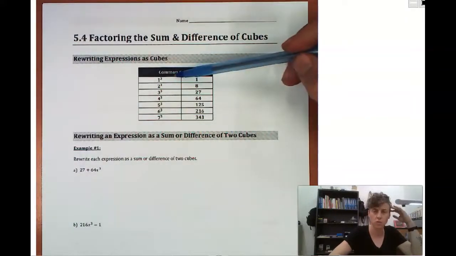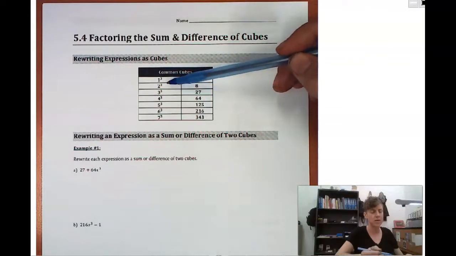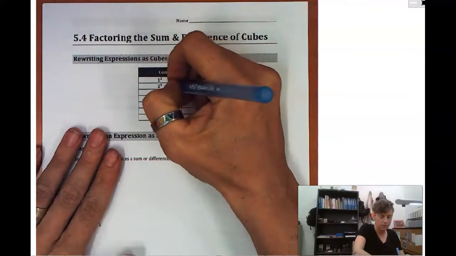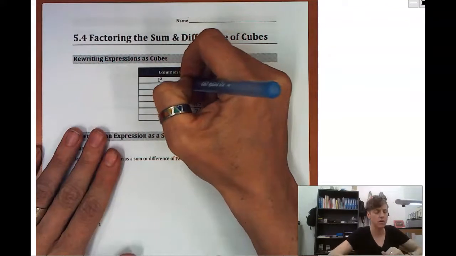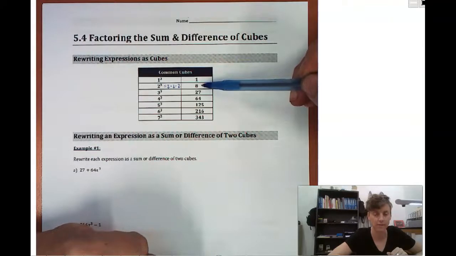Like 1 cubed is 1. That means 1 times 1 times 1. 2 cubed means 2 times 2 times 2. That's equal to 8. That's right, my favorite one. Favorite cube right there. Love it.